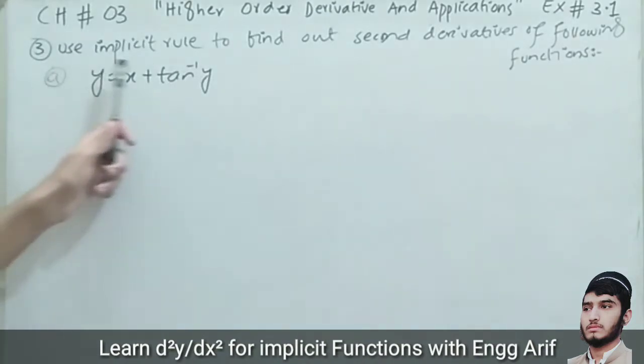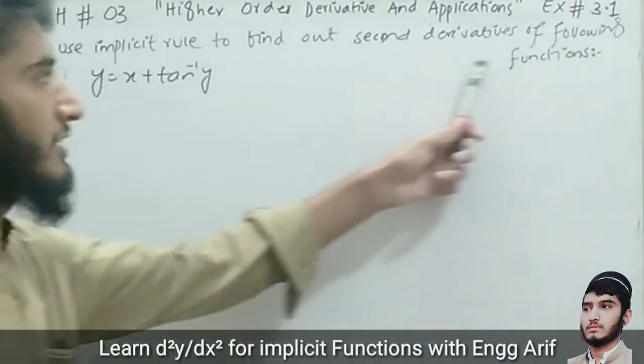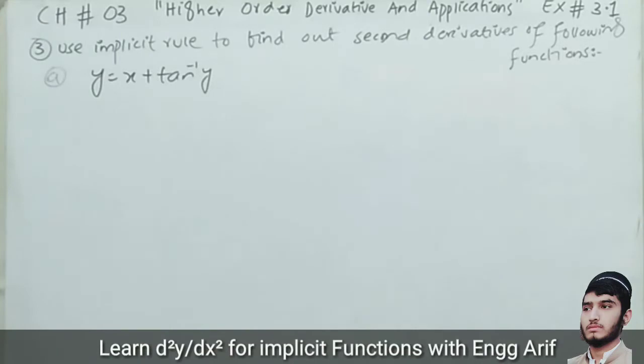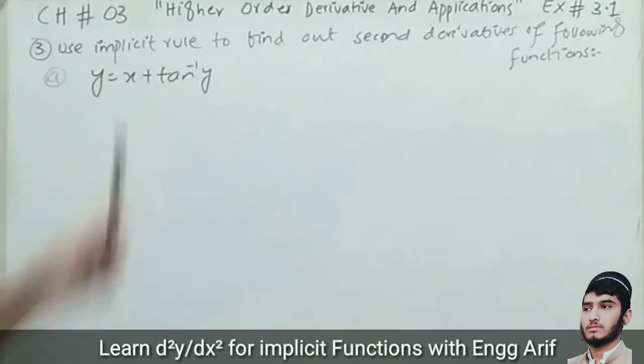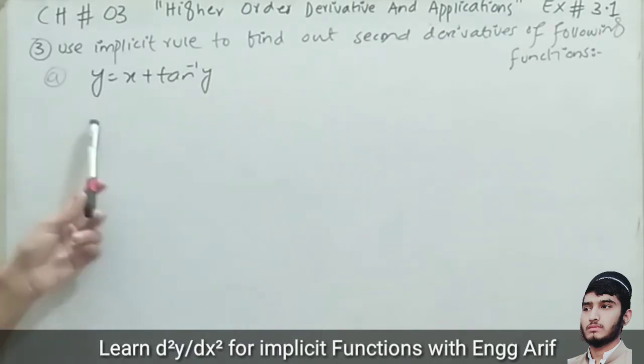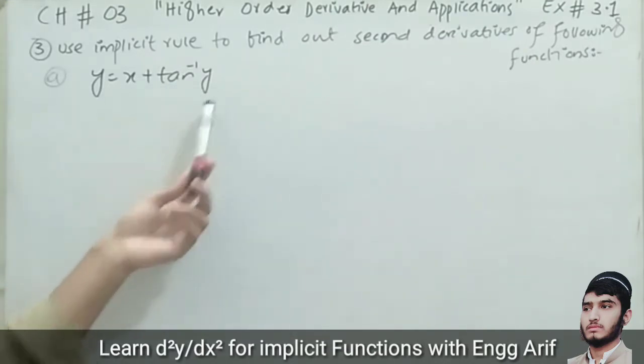It tells us to use the implicit rule to find the second derivative of the following functions. There are a total of 6 parts in this question number 3. First part is y is equal to x plus tangent inverse y. Remember, in an implicit function, the variable is on one side and the constant on the other side of the equation. Over here, y is a variable, x is a variable, and y is also a variable.